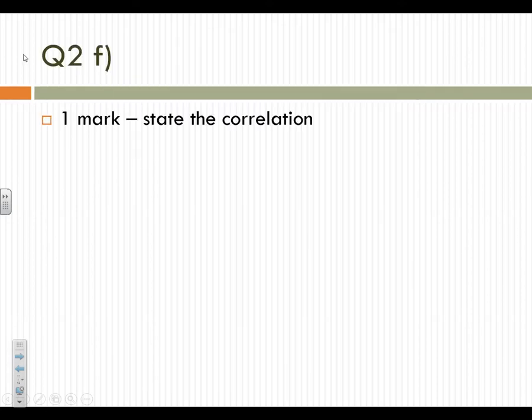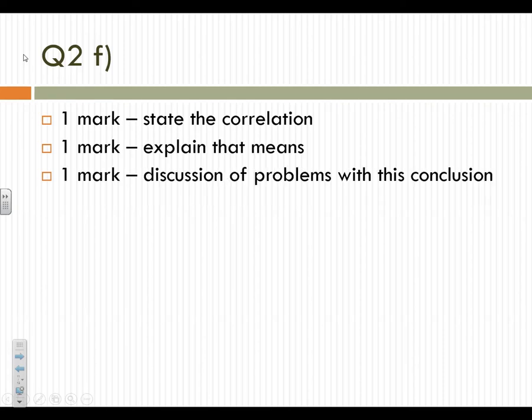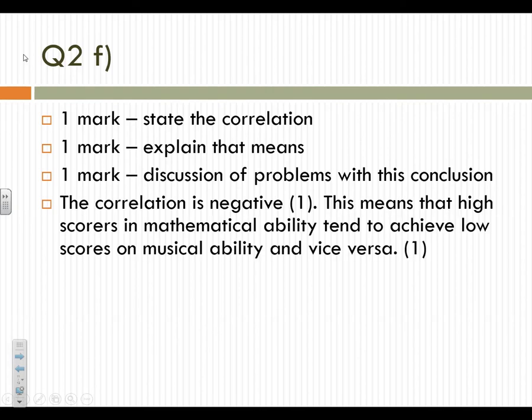Question 2, F. You get 1 mark for stating the type of correlation, telling me a bit about the correlation. You get 1 mark for telling me what that means, and 1 mark for discussing the problems with this conclusion. So the correlation is negative. This means that high scorers in maths ability tend to achieve low scores on musical ability, and vice versa. So 1 mark for saying it's negative, 1 mark for explaining what negative means: as one goes up, the other goes down.